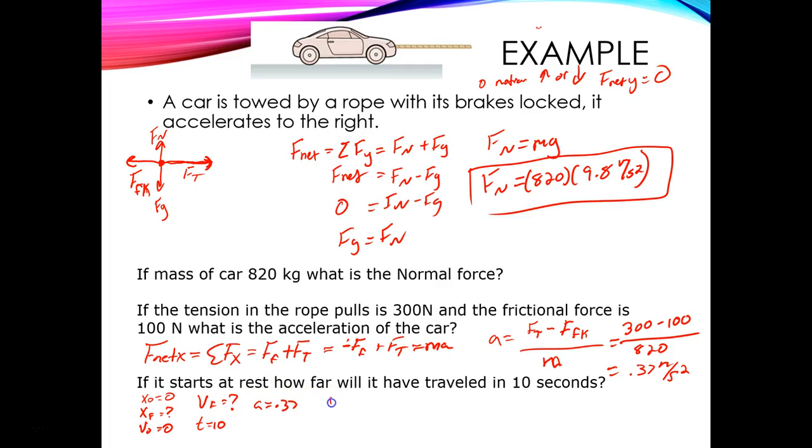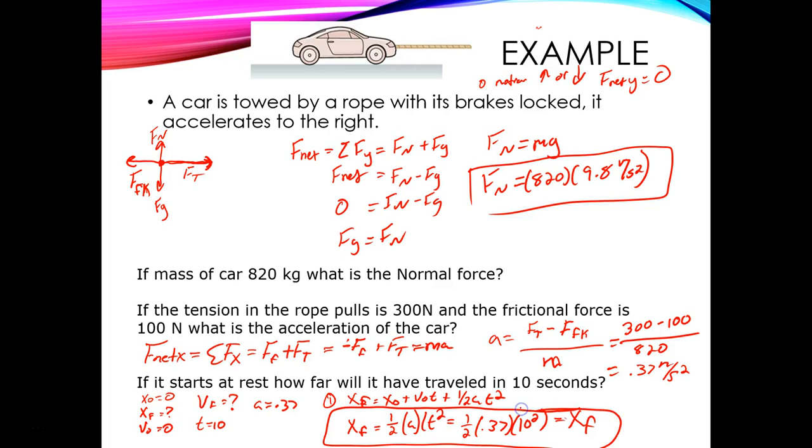We want to identify an equation that we can use, and we're actually going to use our displacement equation. So xf is equal to x0 plus v0t plus 1/2 at squared. We can go ahead and plug in values, and we find that xf is equal to 0 plus 0 plus 1/2 times our acceleration times time squared, or 1/2 times 0.37 times 10 squared. I'll let you go ahead and plug that into your calculator, but that's going to give us our final position. Pretty cool.